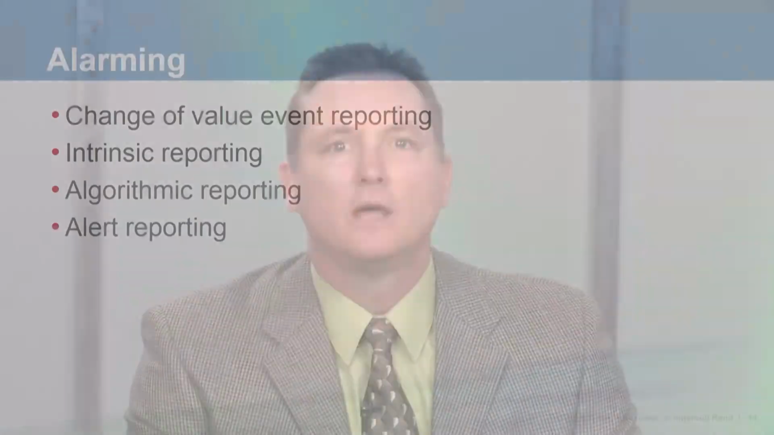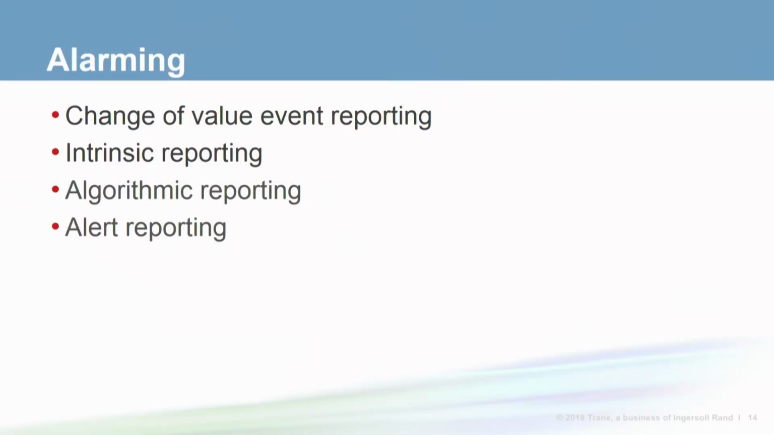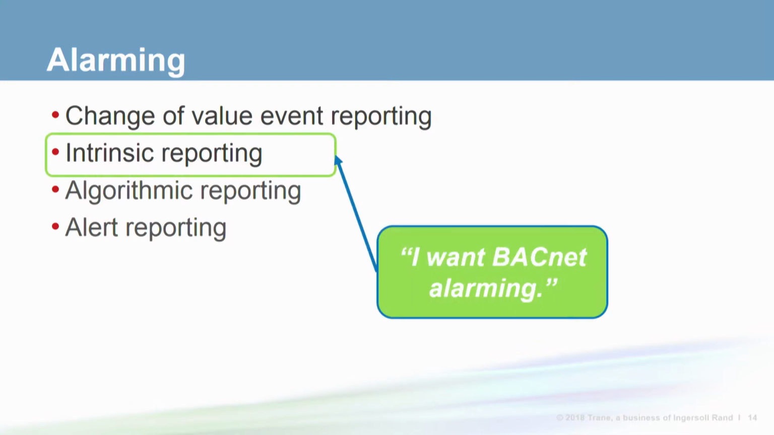Since I just mentioned it, let's talk about alarm and event management for a moment. There are 4 types of event reporting defined in BACnet: change of value event reporting, intrinsic reporting, algorithmic reporting, and alert reporting. I'm not going to get into the details on each one, but I do want to point out that when someone says, "I want BACnet alarming," they are referencing the intrinsic reporting functionality. This is used when you want to monitor analog or binary sensor data.